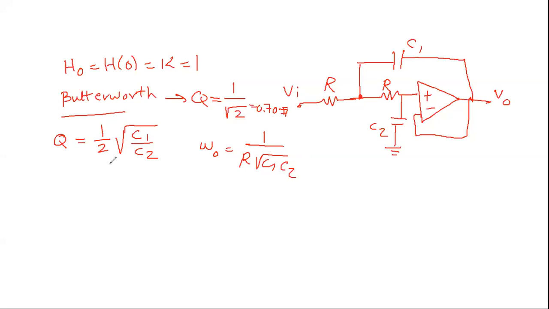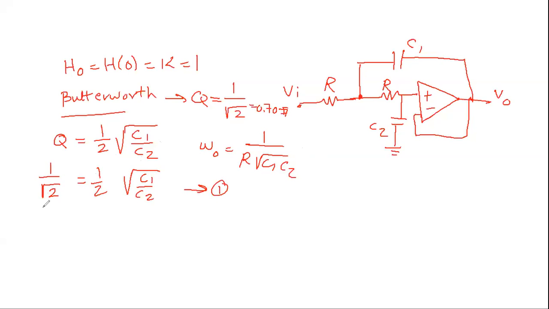So the design here means to find C1 and C2, because these are the two unknowns. The circuit now is here and we know the R's, but we don't know C1 and C2. So we need two equations to find C1 and C2. And these are the two equations, right? So we say that 1 over square root of 2 equals half square root of C1 over C2. And this is equation number 1.